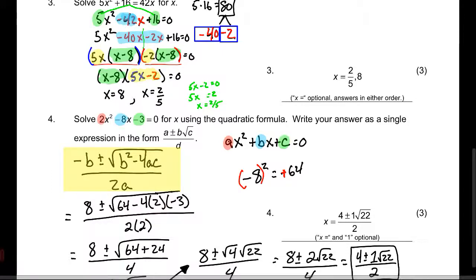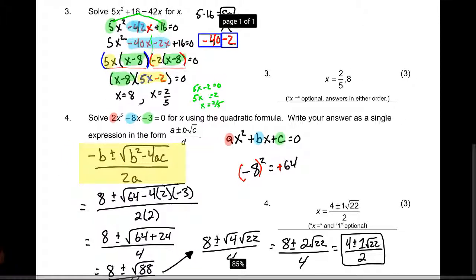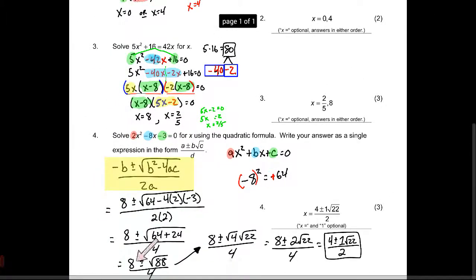Okay, now I start to simplify. 64 minus 4 times 2 times negative 3. Well, these two negatives are going to turn to a positive since this is all multiplication. 4 times 2 times 3 is going to be 24. Notice this is all under the square root. And then 64 plus 24 is 88. Now, how do you break up the square root of 88? Well, you ask yourself, are there any perfect squares in 88? And it turns out there is: 4.